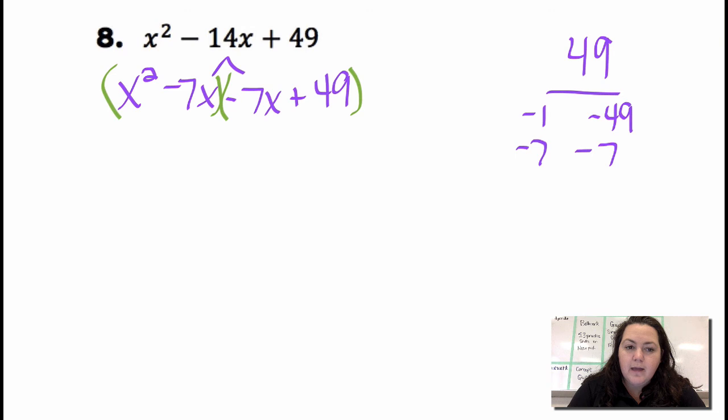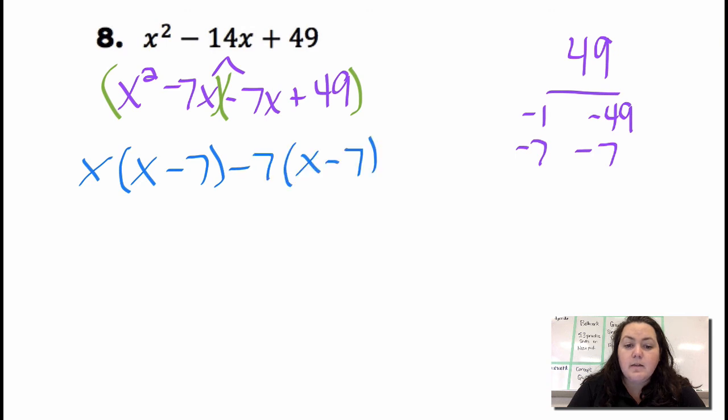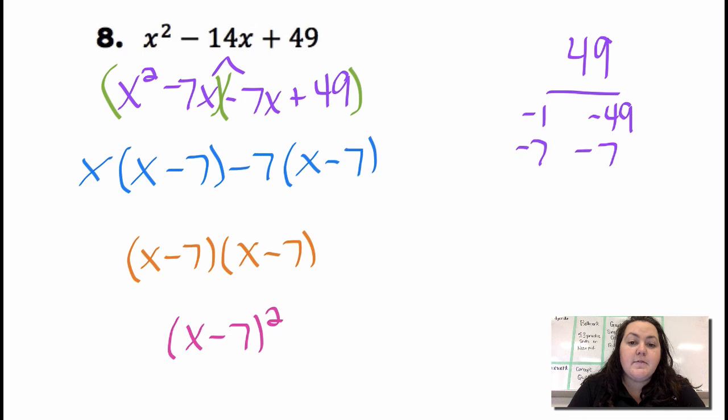In the first group, x goes into both of those, so I can pull that out. That leaves me with x minus 7. In the next group, I can pull out a negative 7. That's going to leave me with x minus 7. So my factors are x minus 7 and x minus 7. So that's x minus 7 squared because I have two of the same thing.